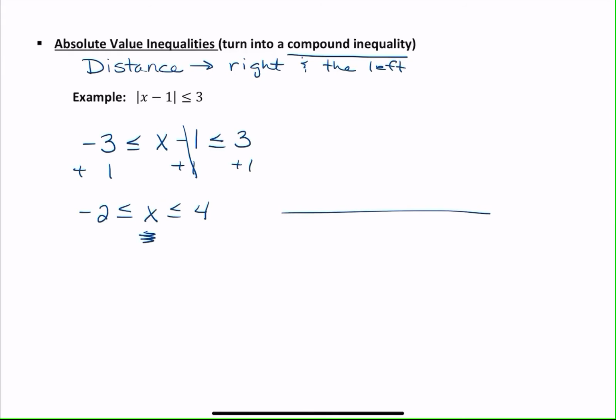So if you graph that, I've got x is greater than or equal to negative 2, so it's going this way, and then less than or equal to 4, so it's going that way. So where it overlaps is your interval. And we're going to use brackets on this one because it's got the or equals to.